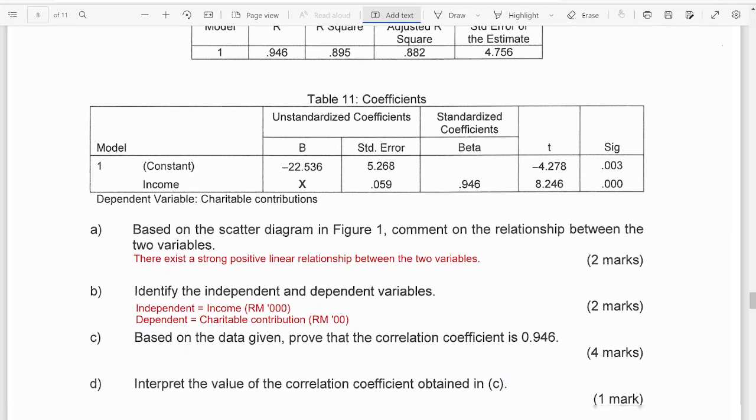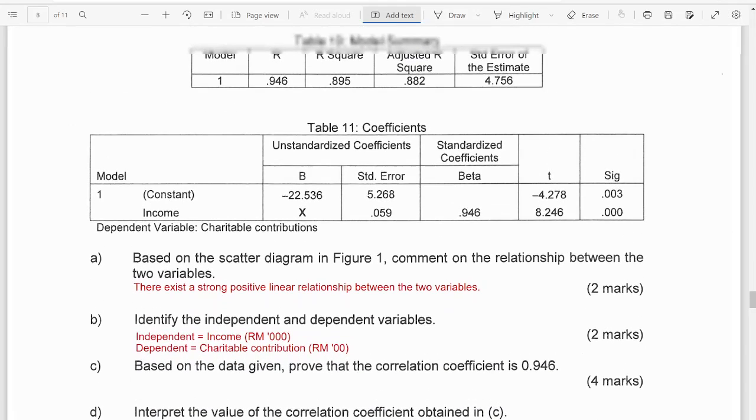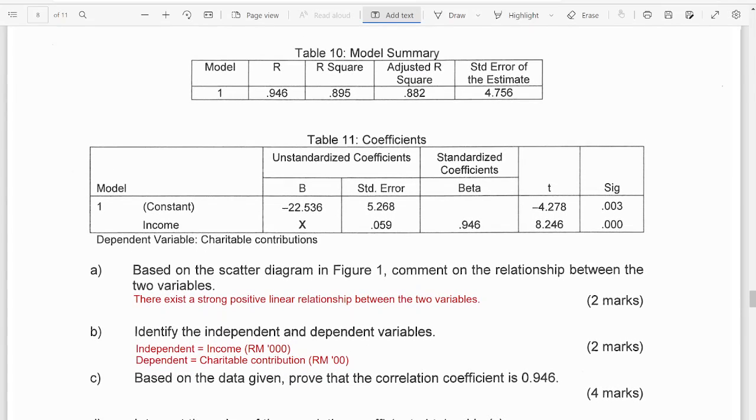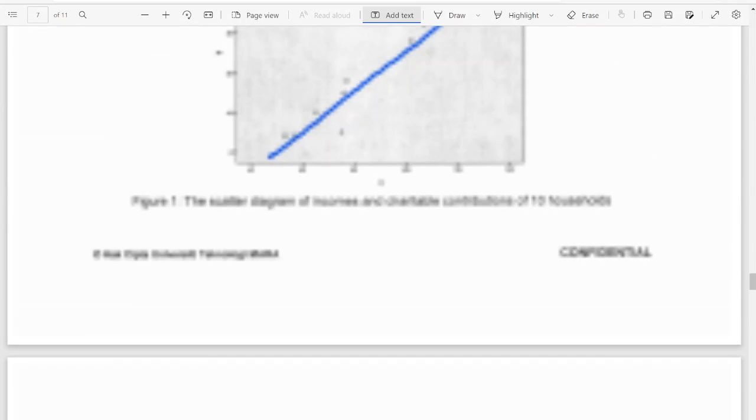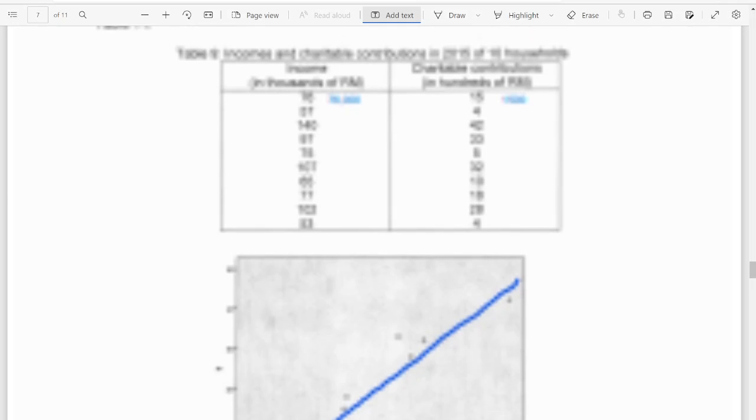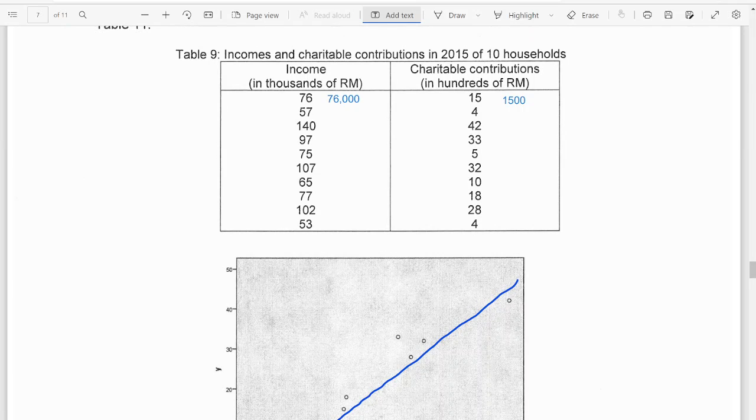And then for the third one, they ask you, based on the data given, prove that the correlation is 0.945. So it asks you to prove, so that means when it asks you to prove, you have to do a calculation. So you have to perform the calculation. How to perform the calculation? Here they give you the data set. That means you have to calculate and get the correlation value.